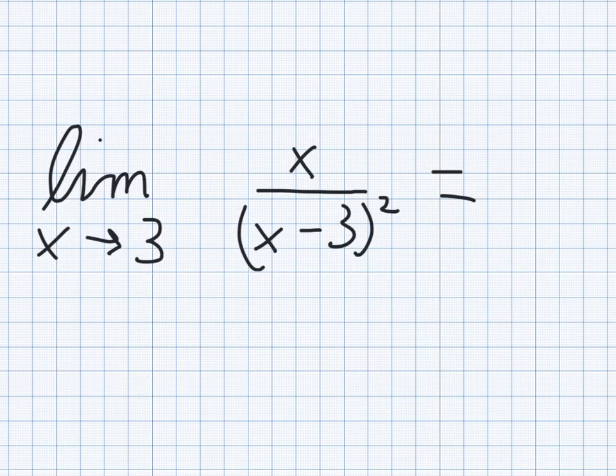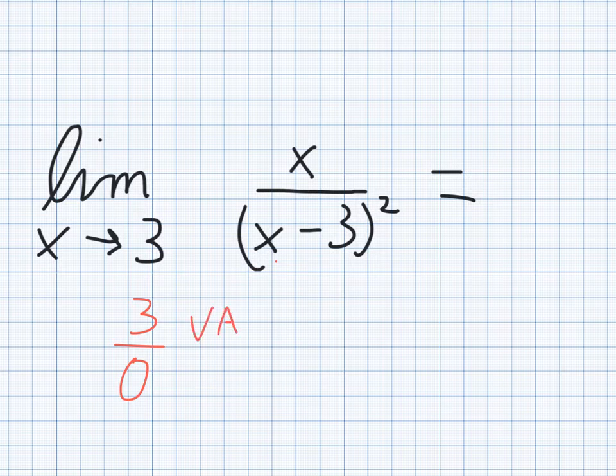So let's see how some problems here are going to look. First one, we have a limit as x approaches 3 of x over the quantity x minus 3 squared. Well, first step always is plug it in. And when we plug this in, we get 3 over 0 squared, so that's 0. Oh, 3 divided by 0. That must be some sort of vertical asymptote.